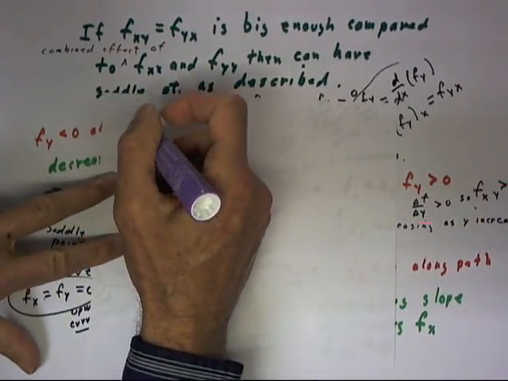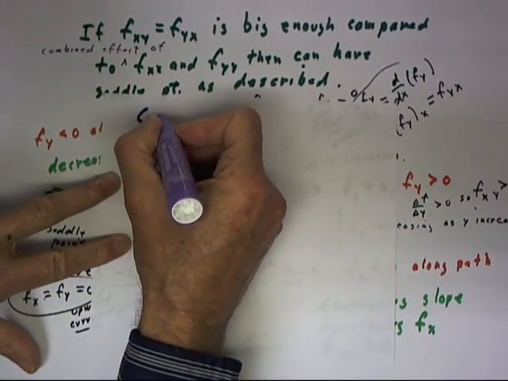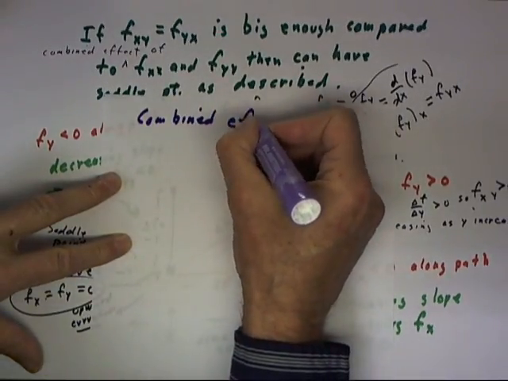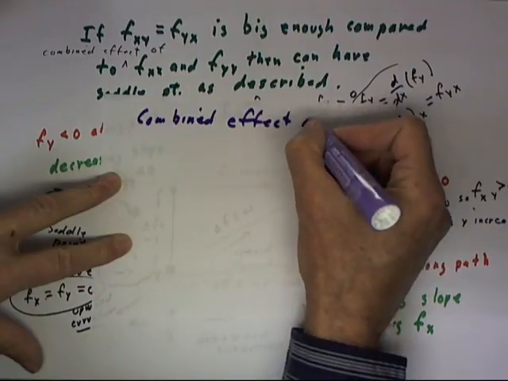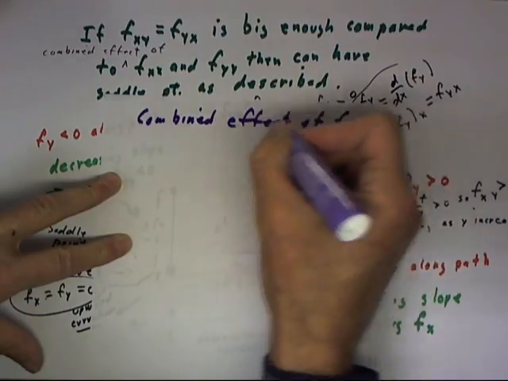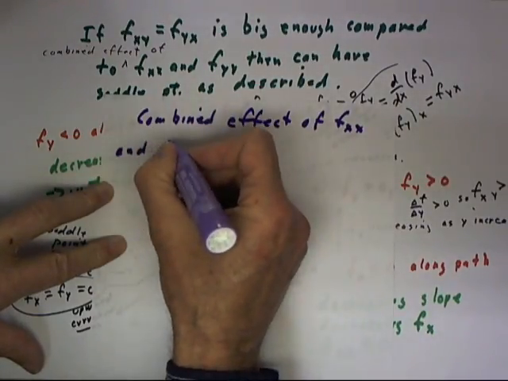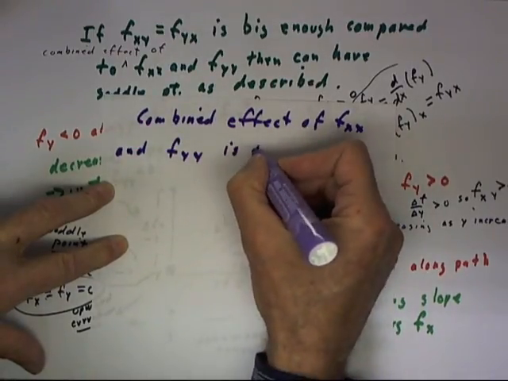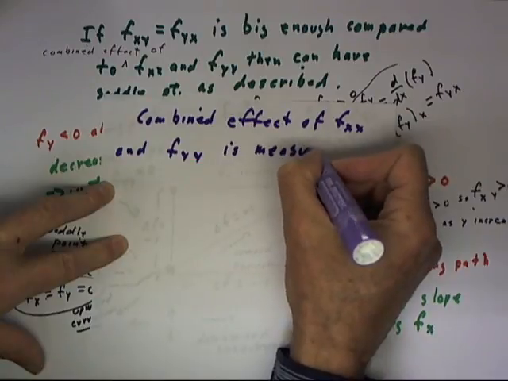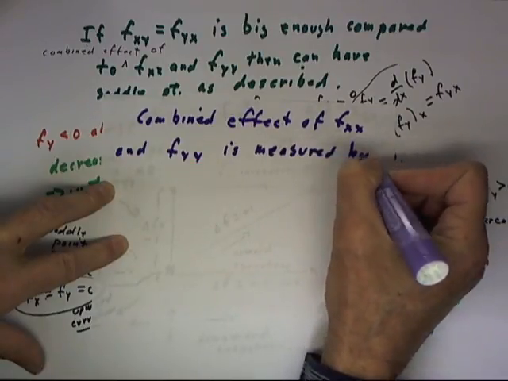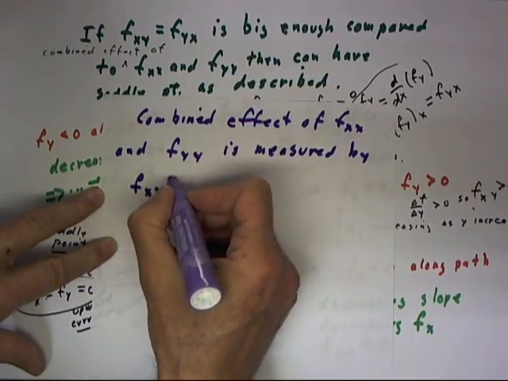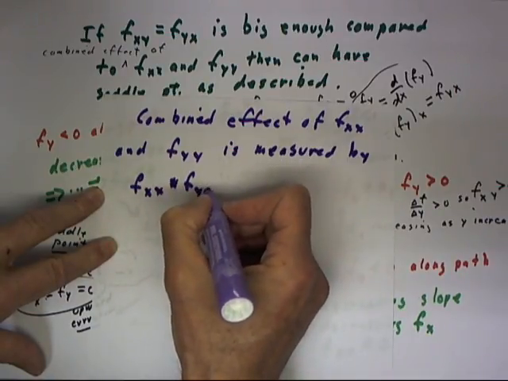The combined effect of fxx and fyy is measured by fxx times fyy.